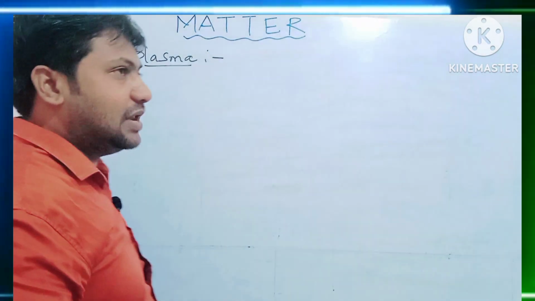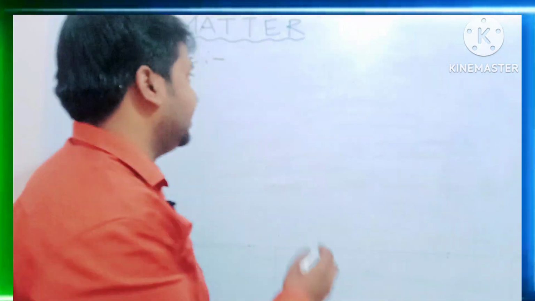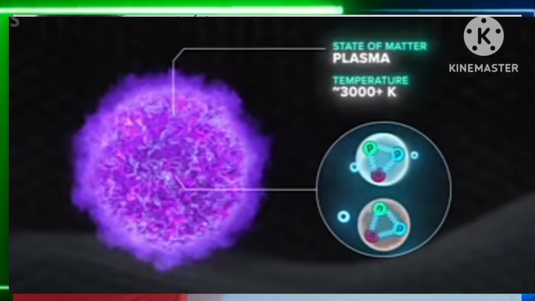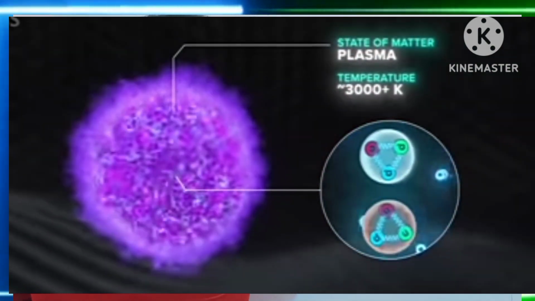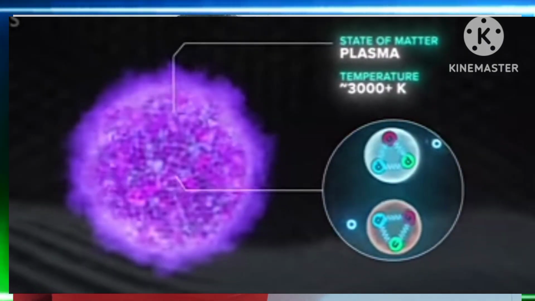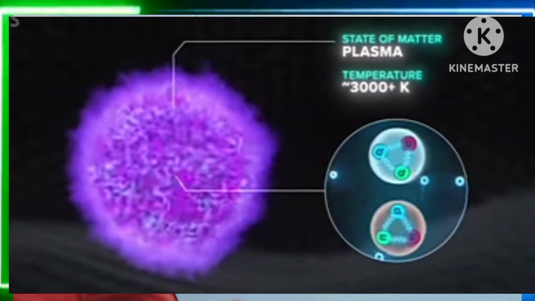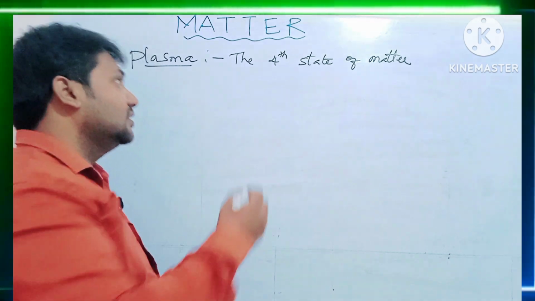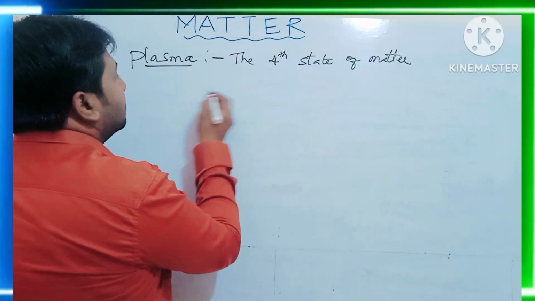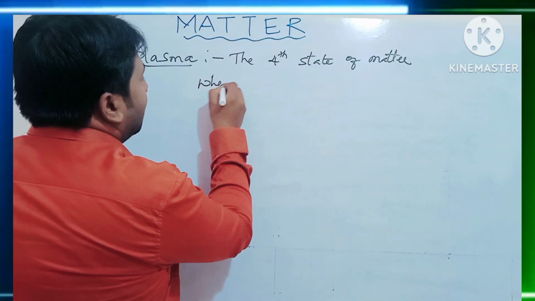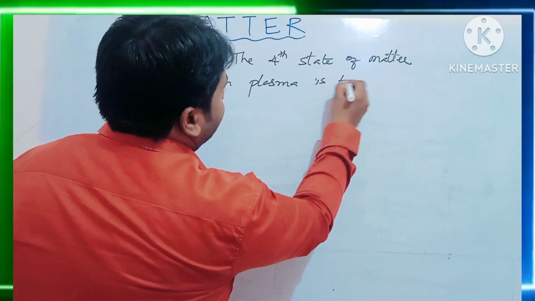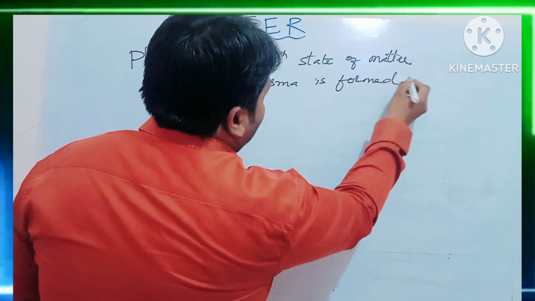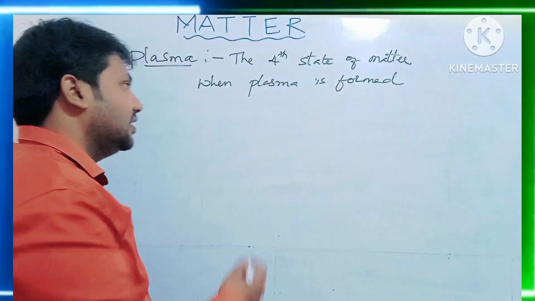So what is plasma? The fourth state of matter. So when can we form plasma? This is when plasma is formed.